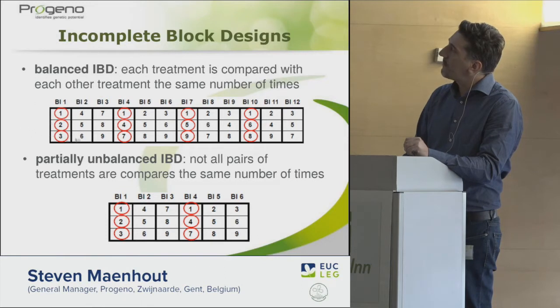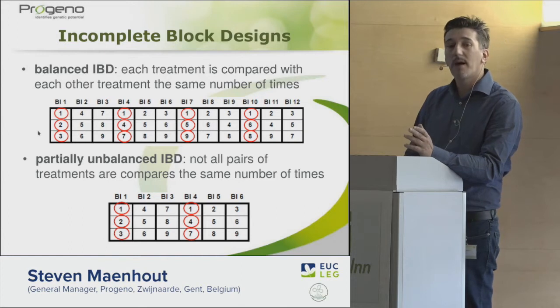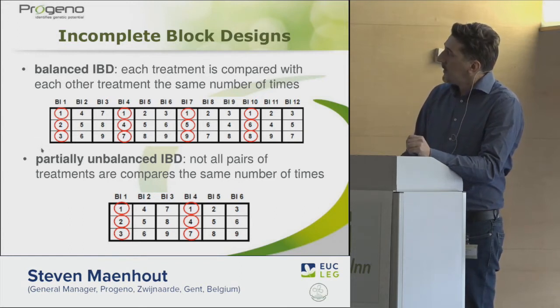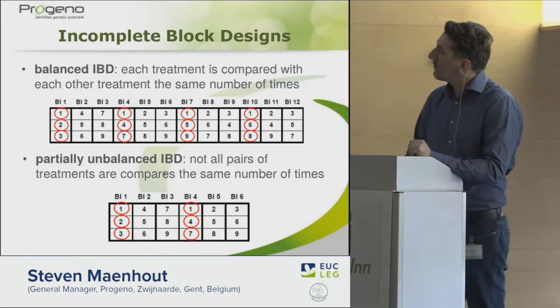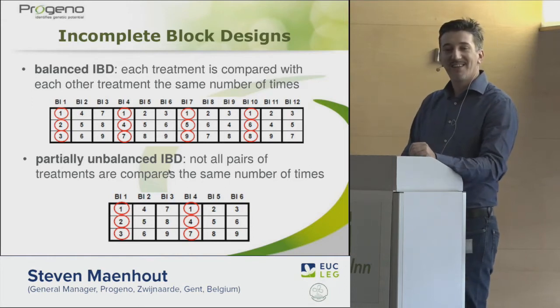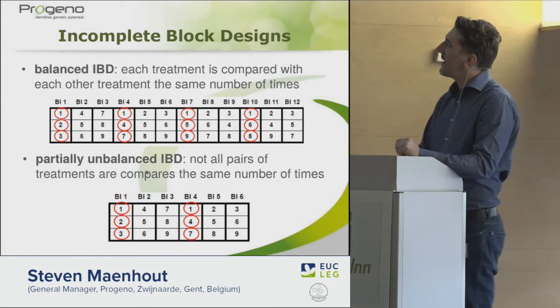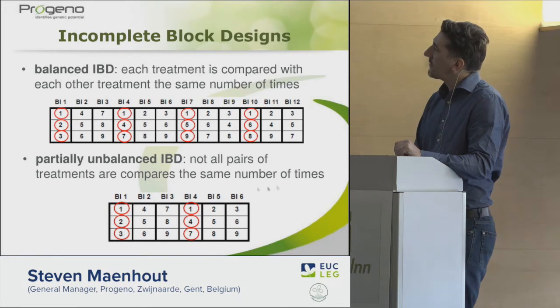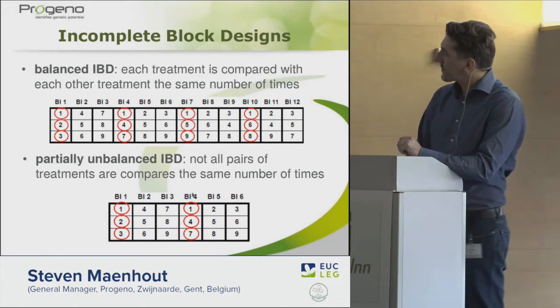Now, this is not very popular because it actually looks very similar to a randomized complete block design in terms of the number of plots that you use. But it's basically an intro to what is known as partially unbalanced incomplete block designs. Not a very catchy name for the family of designs. But the key is that now all of a sudden not all pairs of treatments are compared the same number of times. So this should be a D.